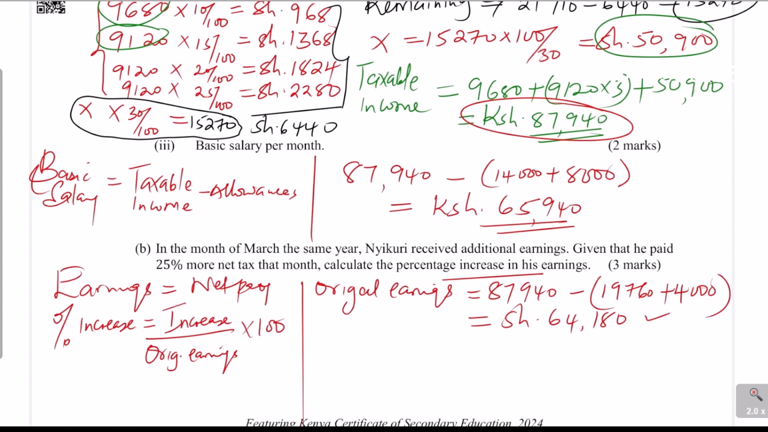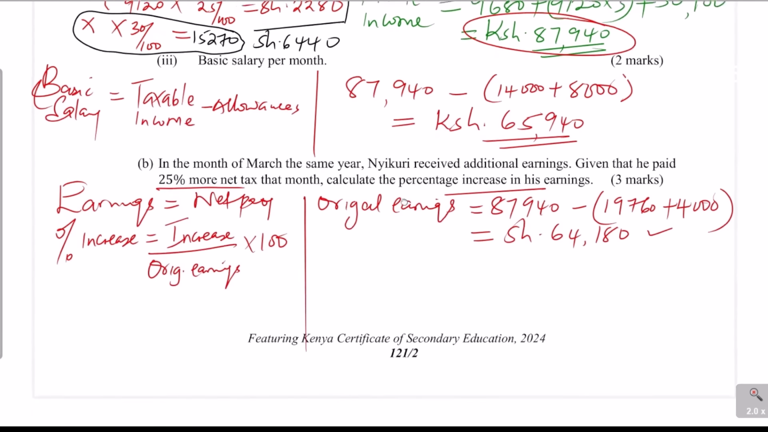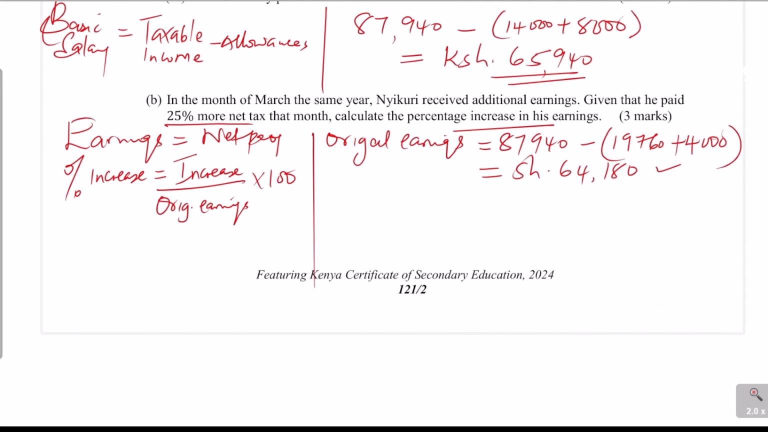Now after getting that, we now need to get the increase in the earnings. And all that is going to help us to get the increase in the earnings. It is the increase given here, increase of 25% tax. So the first thing we're going to do is to get that amount of tax that increased. So we're given 25% more net tax. So what is that increase in net tax? The amount of net tax increase, you get it by taking 25% times, remember the original net tax was 19,760. So this one will give us an increase. So there was an increase of tax of 4,940.